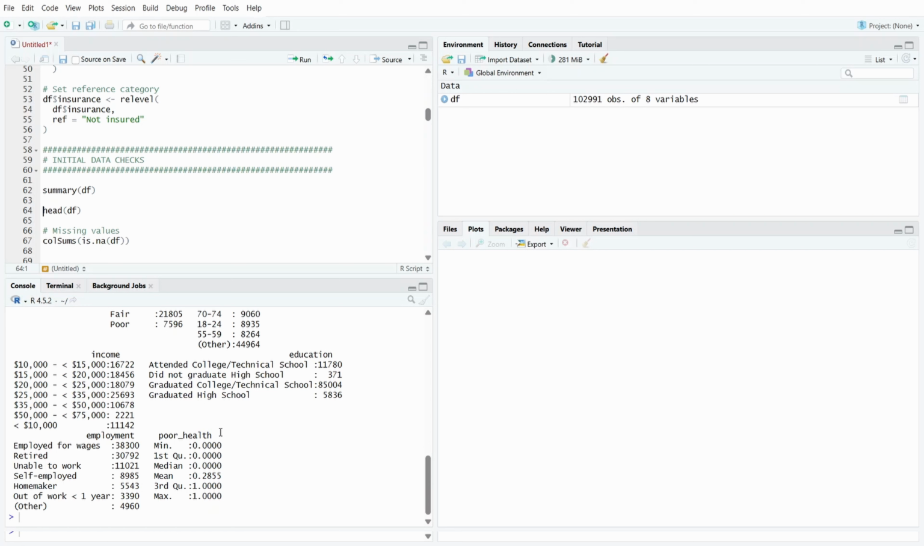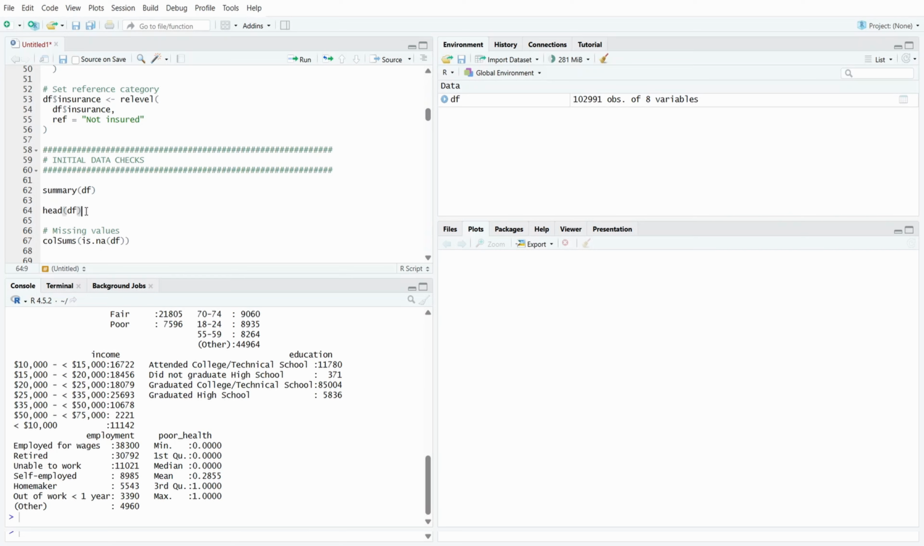Finally, we examine the poor_health variable. This variable is binary, coded as either 0 or 1. The mean is approximately 0.286. Since this is a binary variable, the mean represents the proportion of respondents reporting poor health. In other words, about 28.5% of respondents in the dataset report poor health outcomes. The median is 0, which tells us that more than half of respondents do not report poor health. Overall, these summary statistics provide an important descriptive snapshot of the dataset before we begin causal inference analysis.